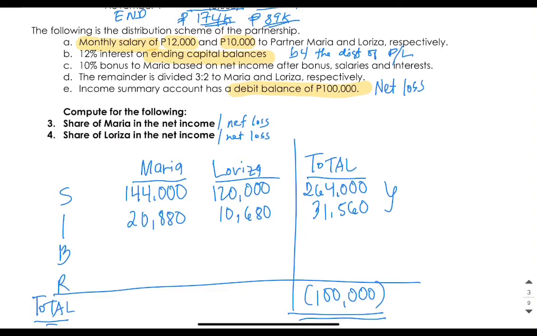So whether it is a net income or net loss, like in this case, this will still be provided in full. But for the bonus, 10% bonus to Maria based on net income after bonus, salaries, and interest, we don't have to compute anymore because the result is net loss. Bonus will not be provided if the result of the operation is net loss. So in this case, no bonus will be given to Maria.